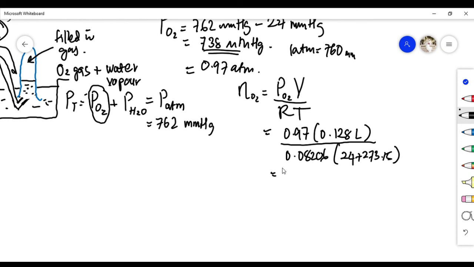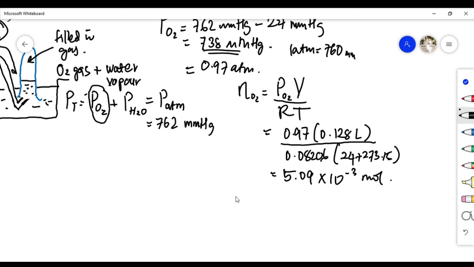So kita akan dapat apa number of mole dia? 0.97 times 0.08206 times 24 plus 273.15. Okay, so kita akan dapat a very small number of mole. Sekira saya dapat 5.09 times 10 to the power of negative 3 mole.